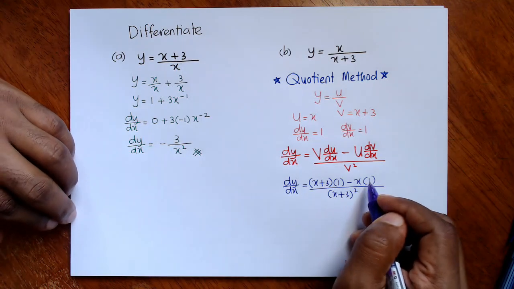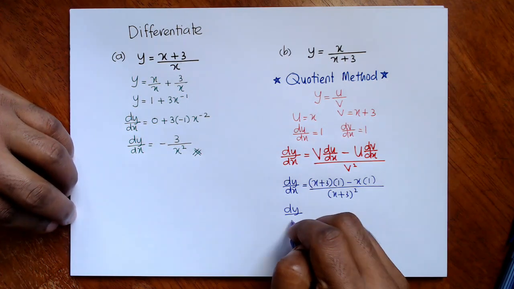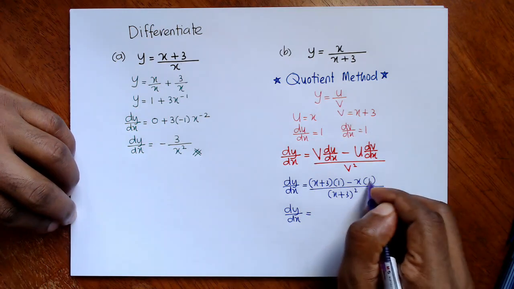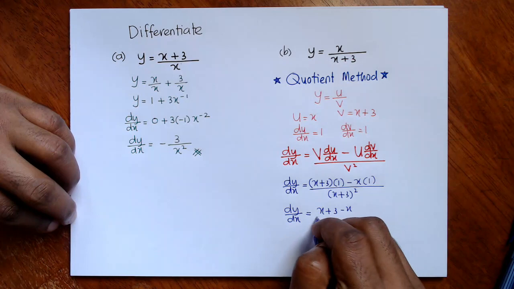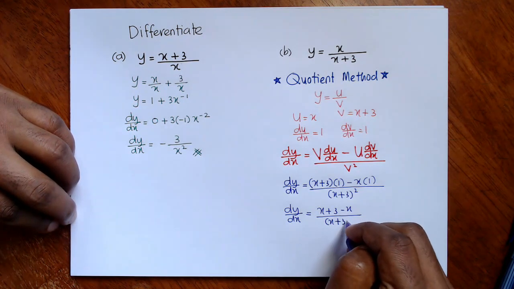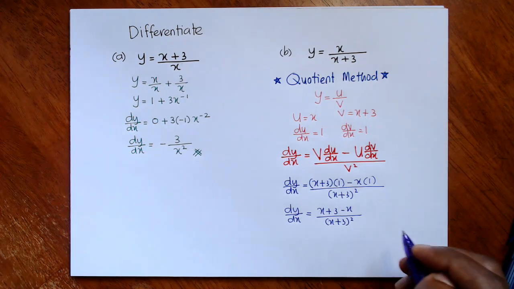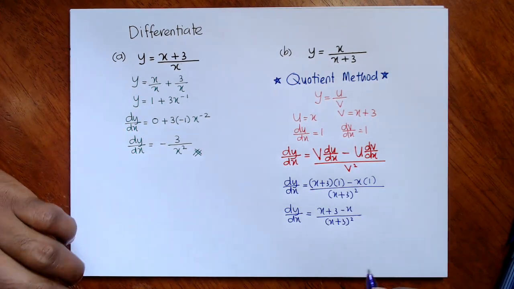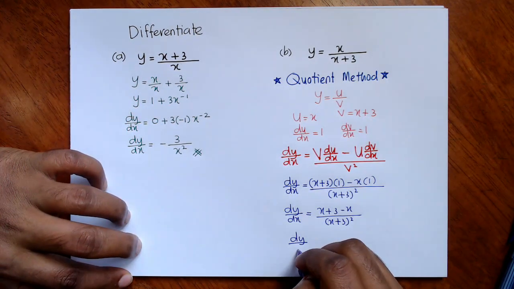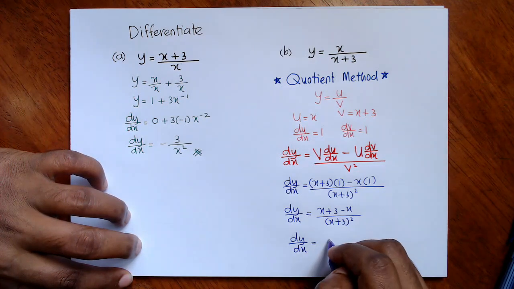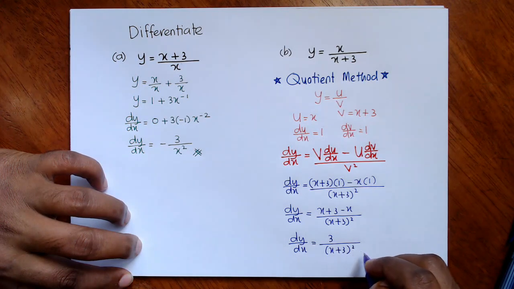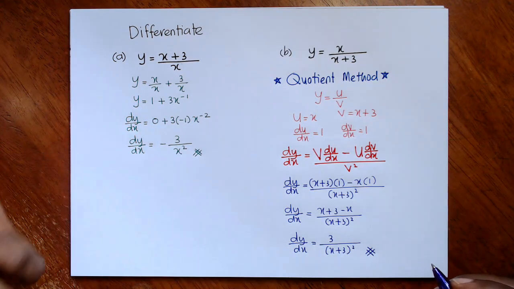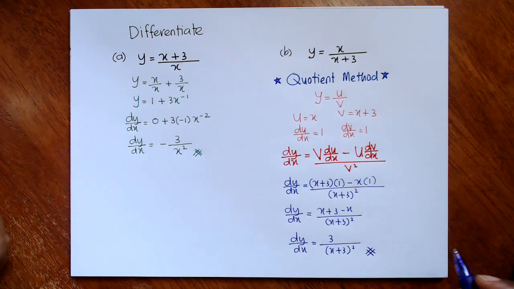There's nothing to factorize from the top, so we just solve everything. Usually we just open up everything and solve. So we get x plus 3 minus x over x plus 3 to the power of 2, and you don't have to expand the bottom part, just leave it. It's nice like that. So our final answer is dy dx equals 3 over x plus 3 square. That is the only way you can differentiate that, so the quotient method is a must. See you all in the next video, guys.